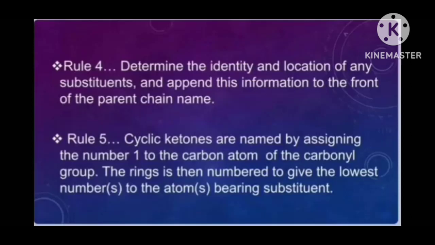Rule number 4. Determine the identity and location of any substituents and append this information to the front of the parent chain name. Rule number 5. Cyclic ketones are named by assigning the number 1 to the carbon atom of the carbonyl group. The ring is then numbered to give the lowest numbers to the atoms bearing substituents.